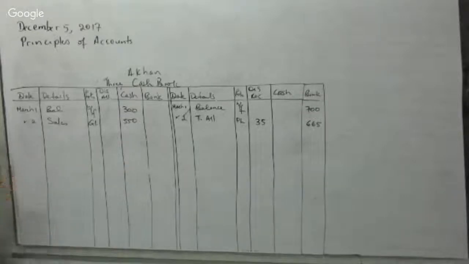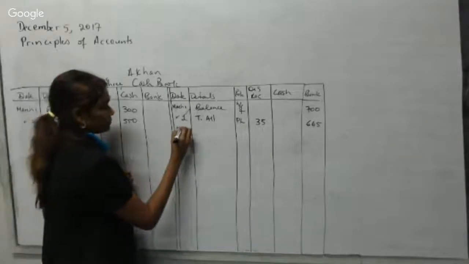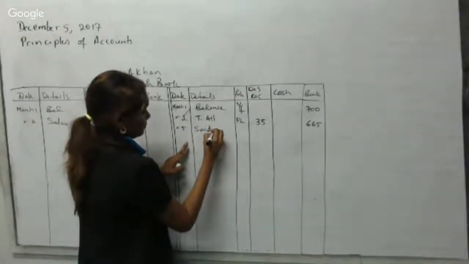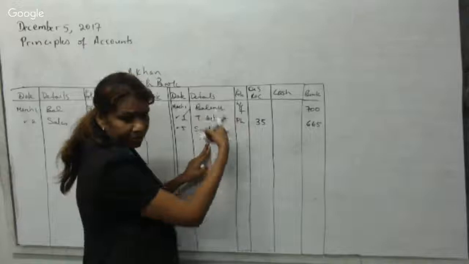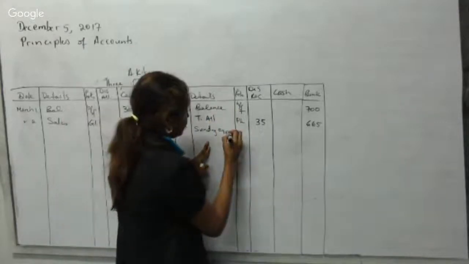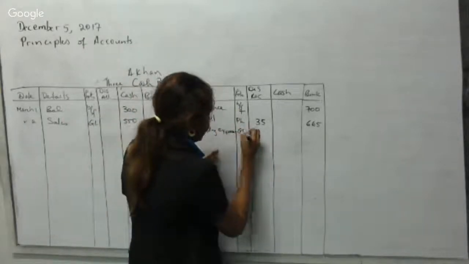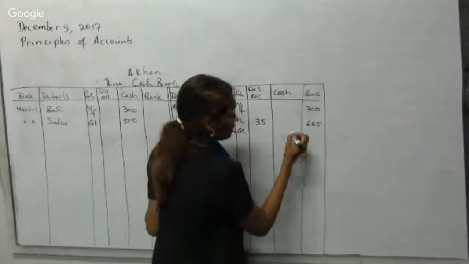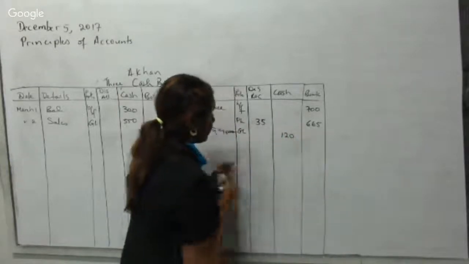What happened after that? On March 2, paid sundry expenses of $120 by cash. We'll pay now. So everything that we are paying has to be on the credit side. Sundry expenses by cash, 120. Okay.